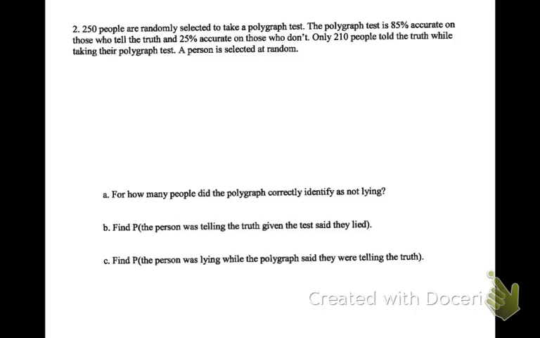So, this next example deals with numbers of people. In this case, we have 250 people randomly selected to take a polygraph test. The test is 85% accurate on those who tell the truth and 25% accurate on those who don't tell the truth. Only 210 people told the truth while taking the polygraph test.